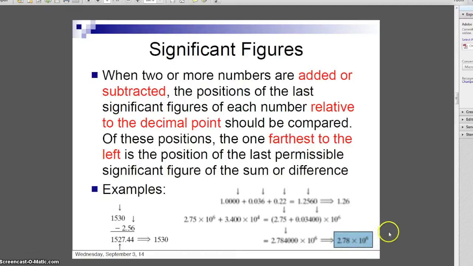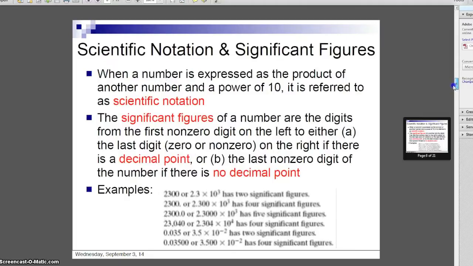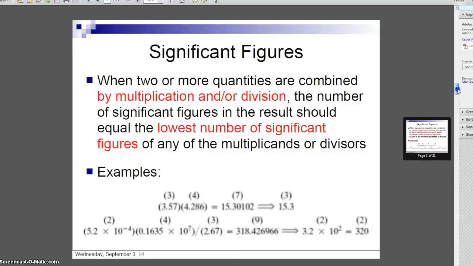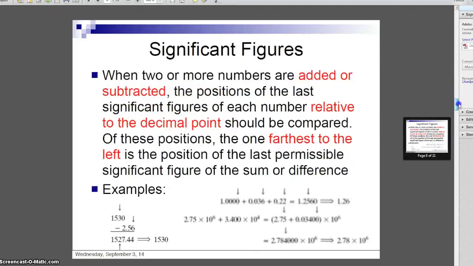So that's how it works for addition and subtraction. And that's all for significant figures and scientific notation. I keep forgetting scientific notation. Oh, I'm old. Anyway, that's all for scientific notation and significant figures, which covers multiplication and division, subtraction and addition, and how to determine the number of significant figures in a number. Alright, that's all.